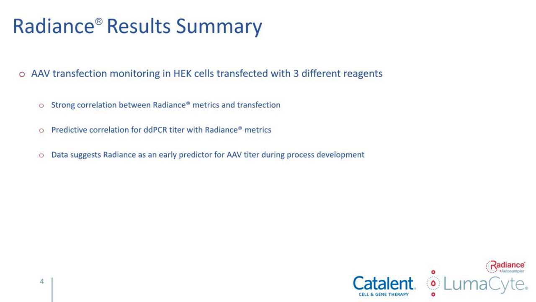So to summarize this experiment for the HEK293 transfection with 3 different transfection reagents, we saw a strong correlation between Radiance metrics and transfection, and Radiance could be used to develop a predictive correlation for ddPCR. And the data suggests that Radiance could be an early predictor, not only for transfection, but also for AAV titer during process development.